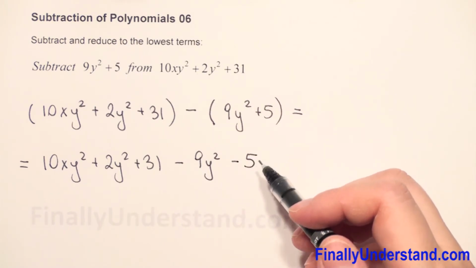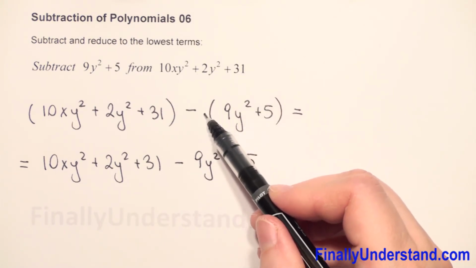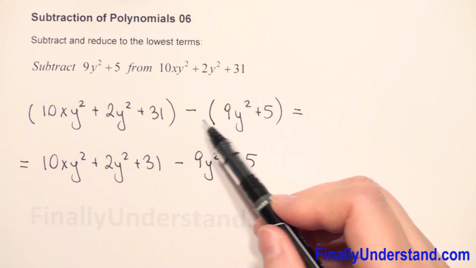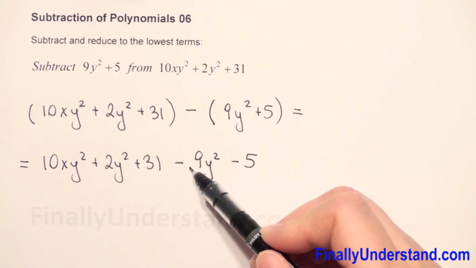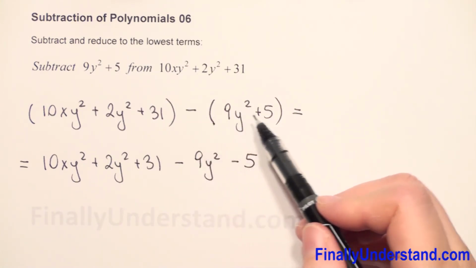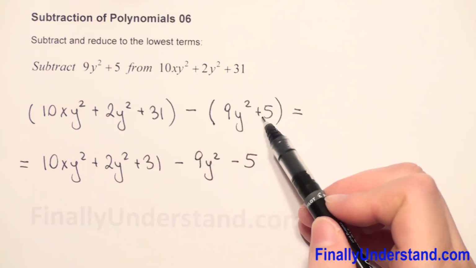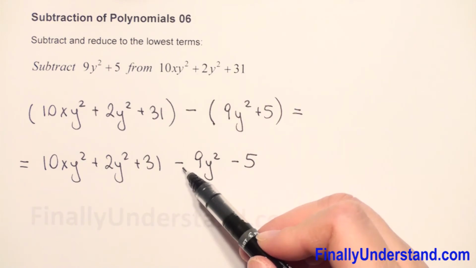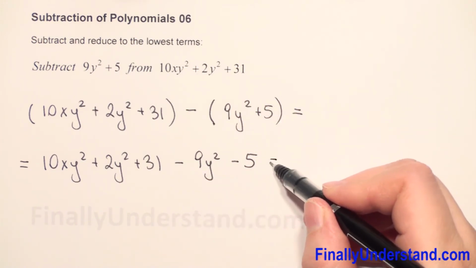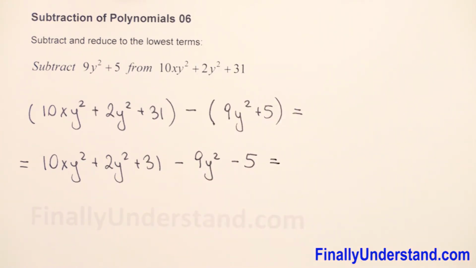In other words, here is like an invisible 1. Negative 1 times 9 is negative 9. Negative 1 times 5 is negative 5. Negative times positive gives me always negative. So this is equal. Now we have to combine the like terms.